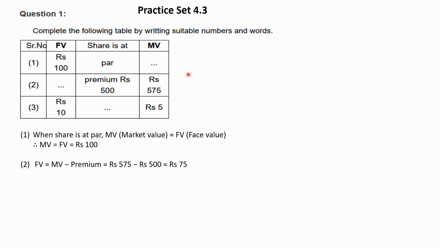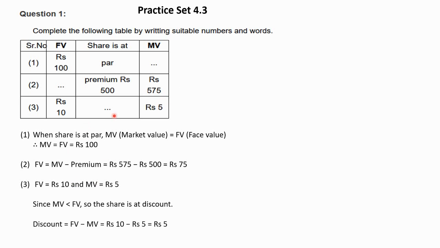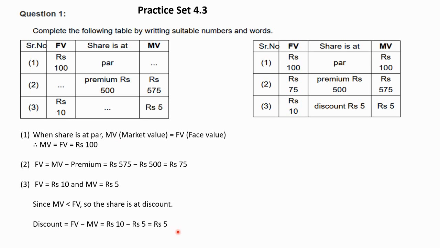That is why you see market value rupees 575. If you see in the third case, face value is given rupees 10 and market value is given rupees 5. So here the market value is less than the face value. In this case, when market value is less than the face value, the share is said to be given at discount. And by how much discount? You just take the difference. 10 minus 5, that is 5. So the discount is of rupees 5. If you see, the table is completed here. This is rupees 100, here 75, and here discount of rupees 5.